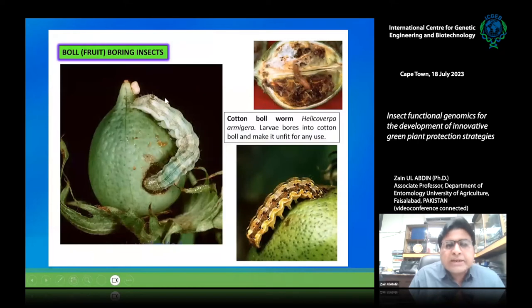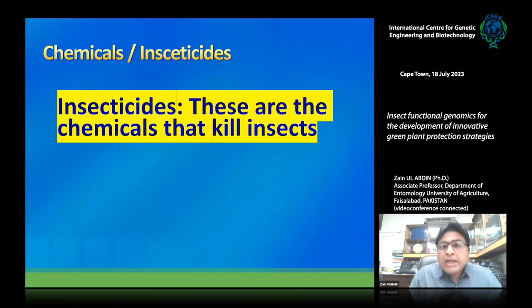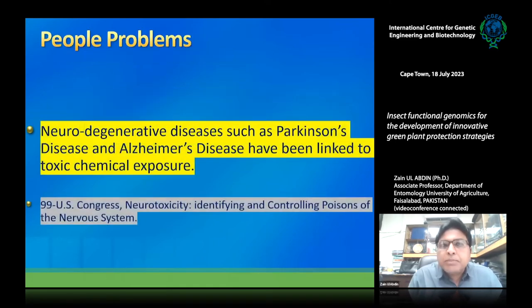Here you can see again, these insects also destroy cotton. Like in Pakistan, Pectinophora gossypiella had destroyed the whole Bt cotton. Even the Bt cotton, which has the transgenes, was destroyed in the countries. Likewise, I have an idea that the same situation exists in other parts of the countries. Up till now, these insects are successfully controlled by the use of toxic chemicals, which we generally call insecticides. But these insecticides have a very serious problem for people.